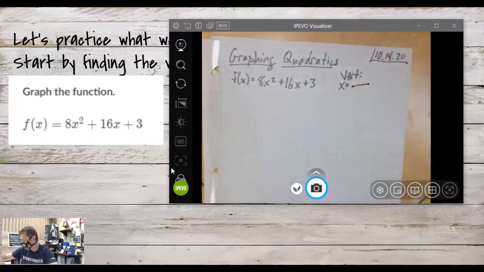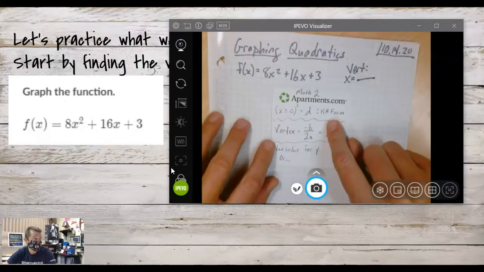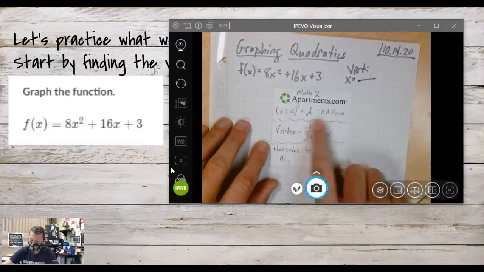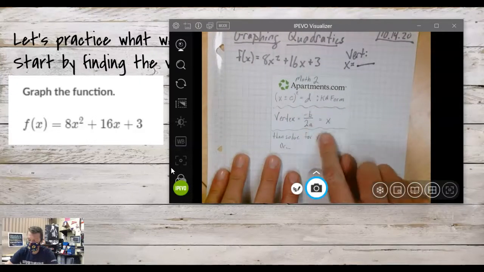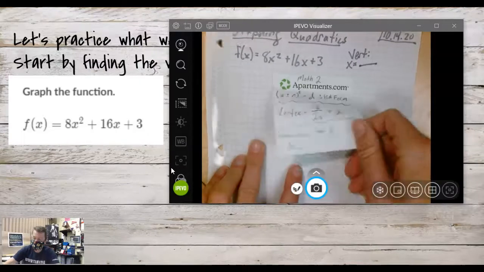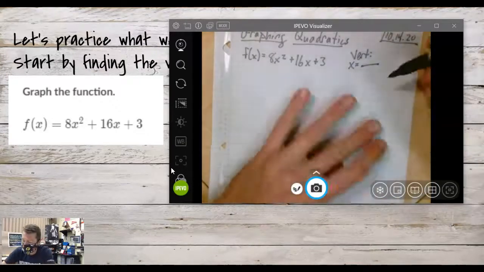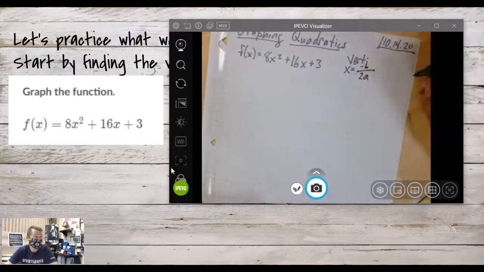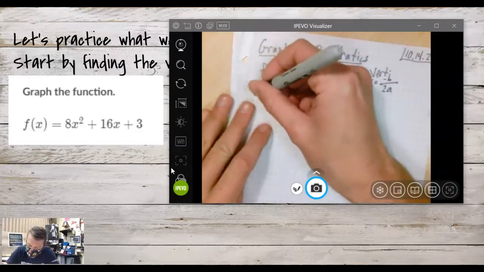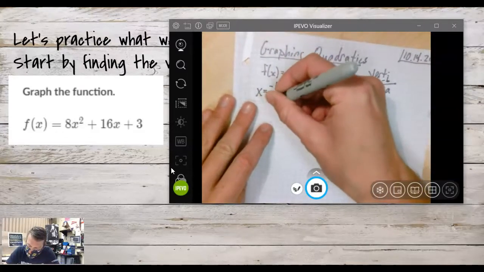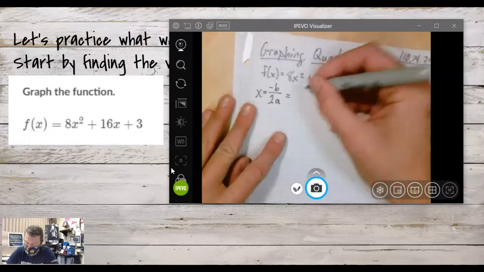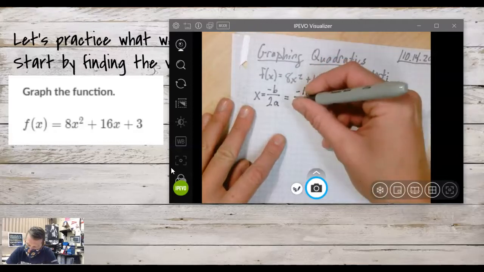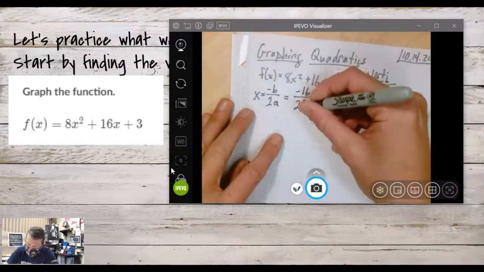That is our perfect square form, or actually that's vertex form of perfect squares. So we talked about this comparison yesterday of x plus or minus c, but this is what we're looking for, is this important equation of x equals negative b over 2a, which us not being able to remember that tells me we need to practice that a little bit. So if x equals negative b over 2 times a, then the opposite of b, so negative 16 over 2 times, well, a is 8.